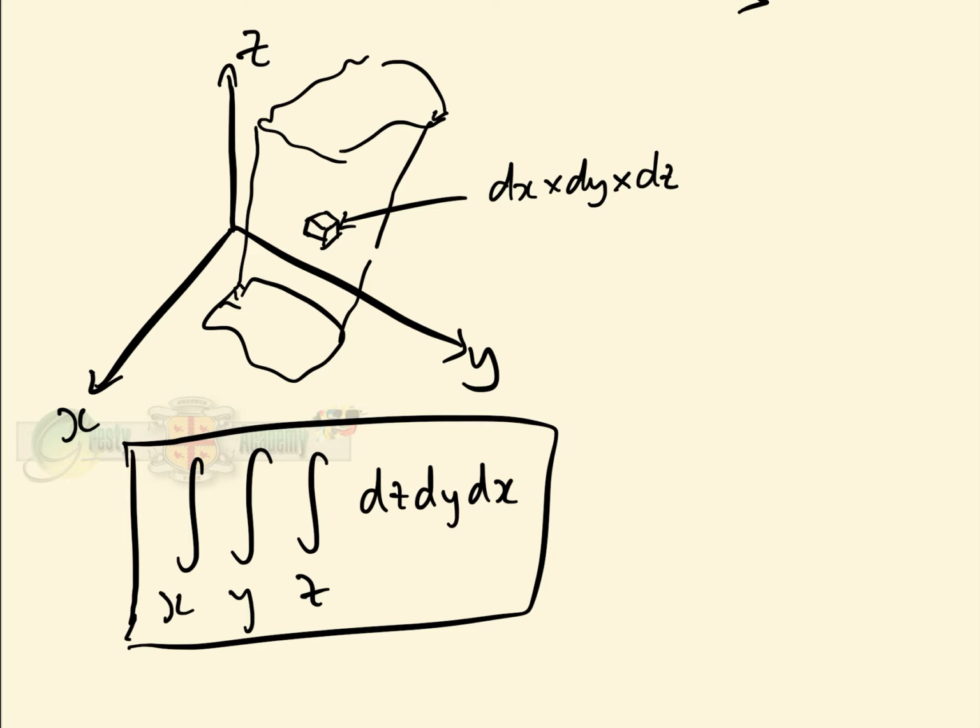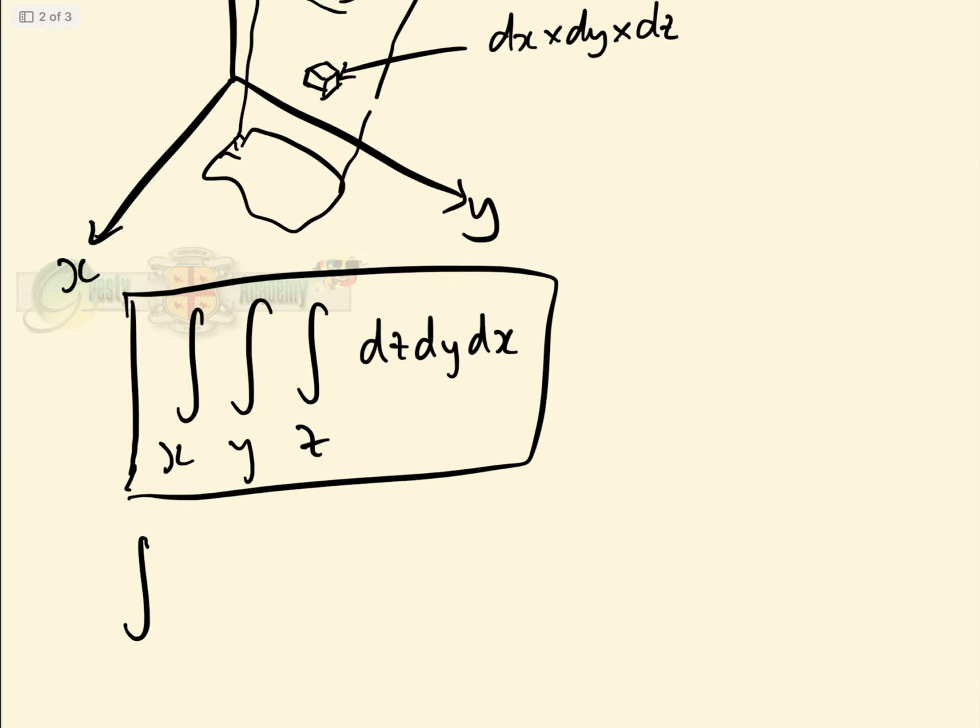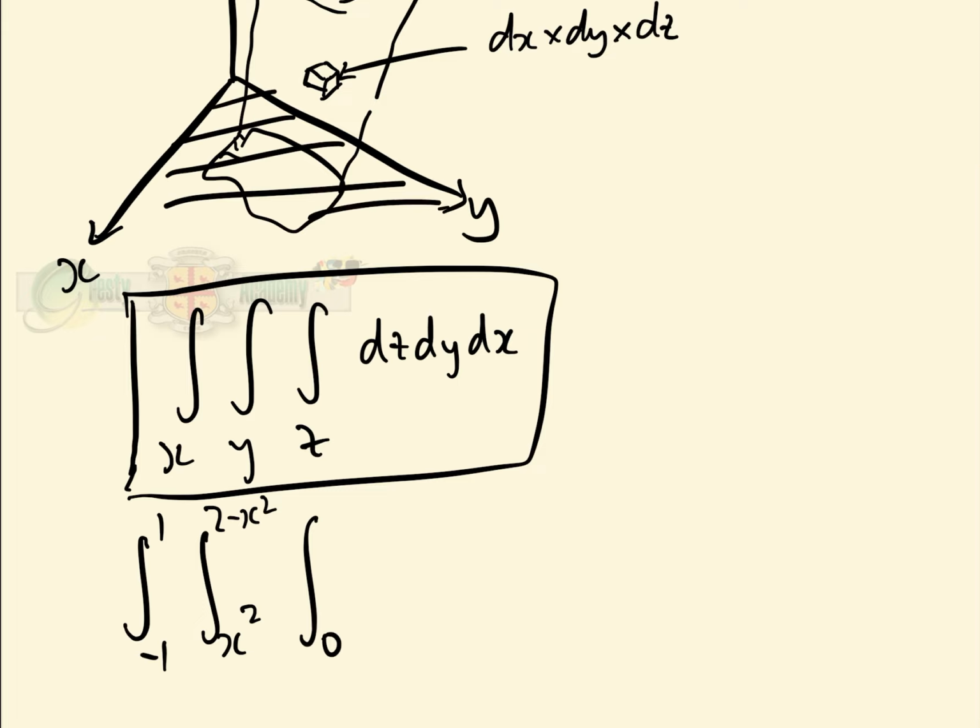And so what we would have in this particular case is again the limits for x would be the same, minus 1 to 1. The limits for y would be the same, x squared to 2 minus x squared. Now the limits for z would go from z equals 0. Remember that the lower bound of the z was z equals 0, which is the xy plane, up to z equals y plus 4. dz, dy, dx.